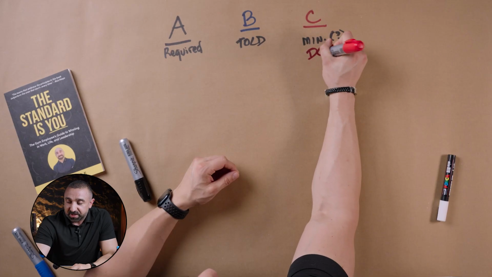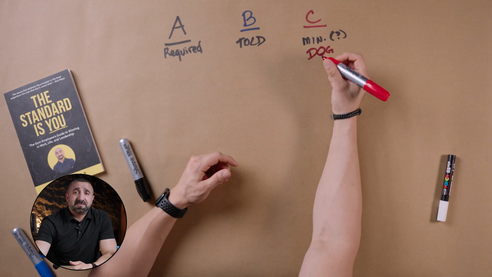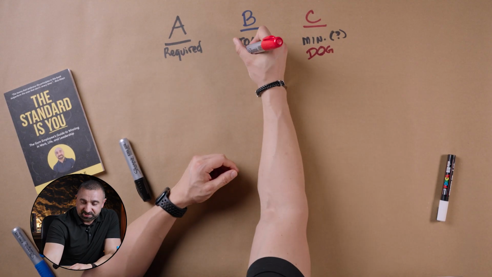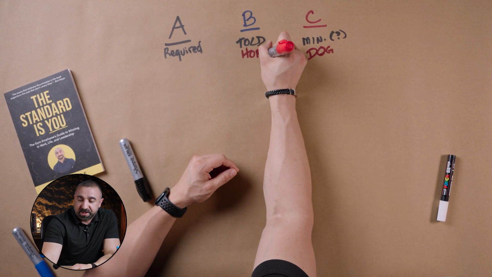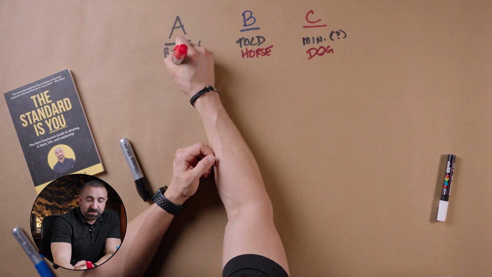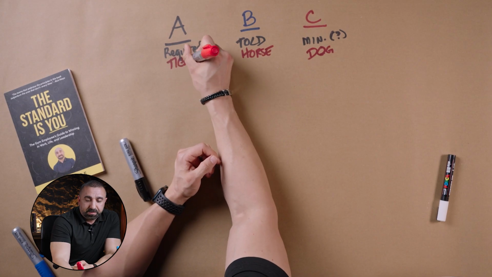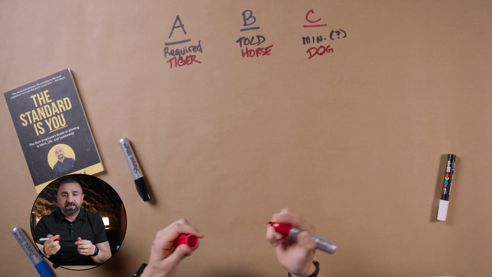So this is around what if A, B, and C players were animals. What animals would they be? Well, the C player would be a dog. I know, I love dogs. Maybe that's a good thing. No, you'll see why not. And then the B player would be a horse. And then the A player would be a tiger. So I want you to think of those animals.